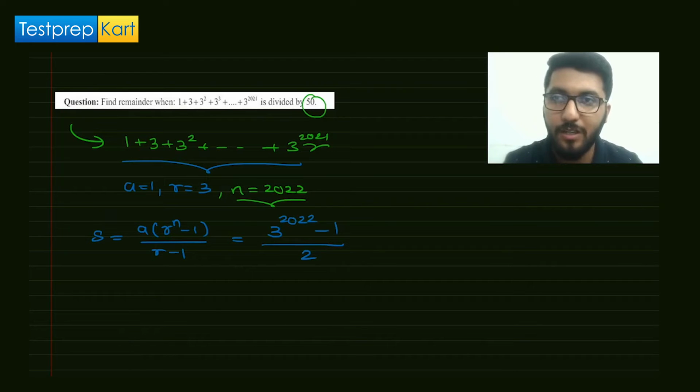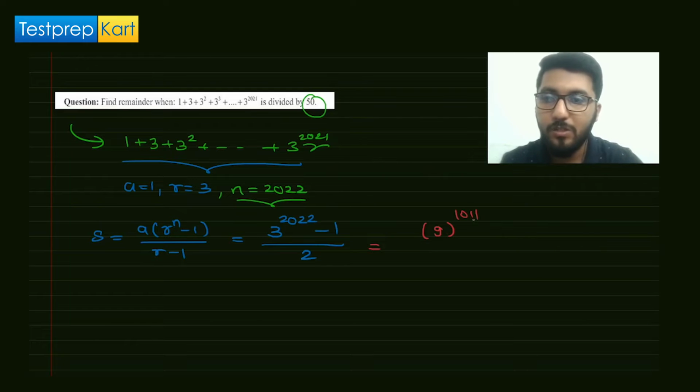A thing that you need to understand is that we have to create a multiple of 50. So that can be 100, 200. So for that I will try to create 10, and I can write 3 power 2022 as 9 power 1011, because I have written 3 square. So I have taken 2 common from 2022. So that's why the power became 1011, minus 1, divided by 2.